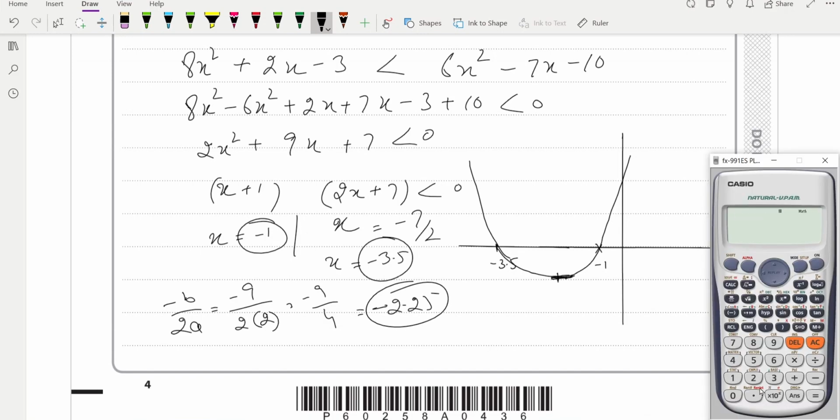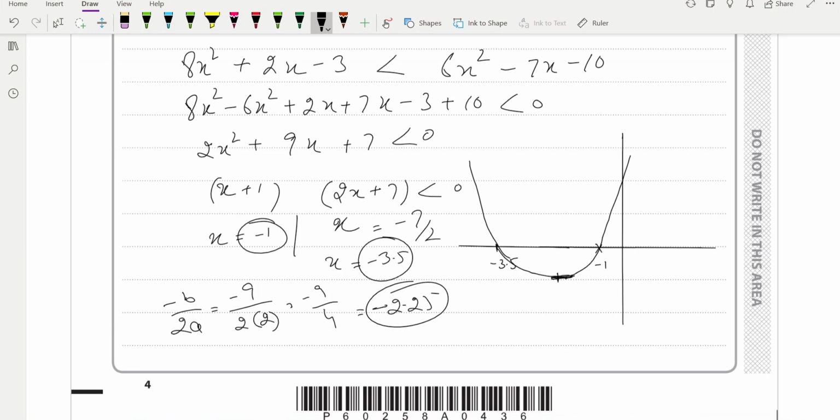So mode 1, minus 9 divided by 4 will be equal to minus 2.25. So this will be our point, which is minus 2.25. No need to show this, but for your understanding I'm showing it. Now the y value is, if we go through this equation, which equation? This quadratic equation. This is saying less than 0, so the y value is less than 0.